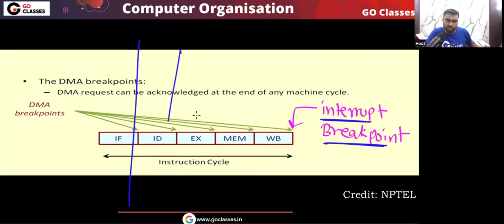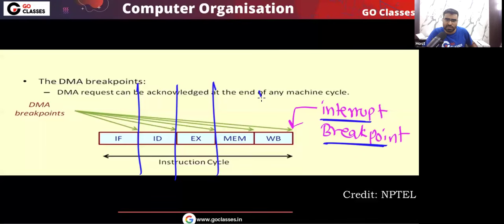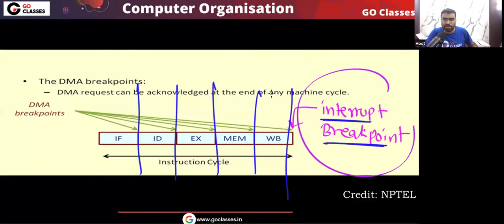That DMA we can acknowledge here, here, here, here, here. But interrupt we can acknowledge only at the end of the instruction. Can anyone tell me what is the reason? Yes, very good. A student is saying no context switch for DMA. That is why. Very good, excellent.